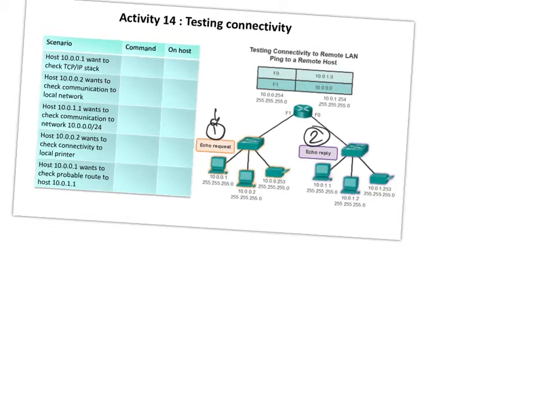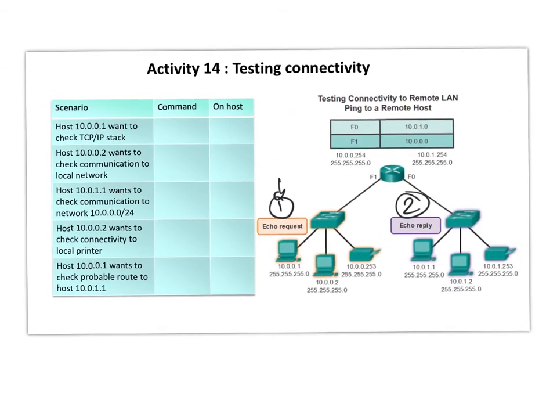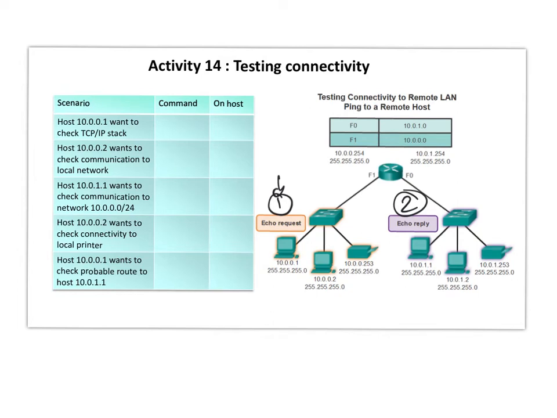Okay, so if host 10.0.0.1 wants to check the TCP/IP stack, what is the command? Ping. And the address is 127.0.0.1. It has to be a host address. You cannot say 127.0.0.0, that's not a host address. It has to be a host address. Okay.